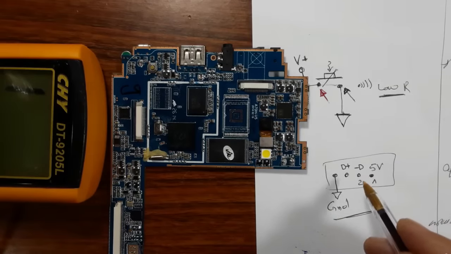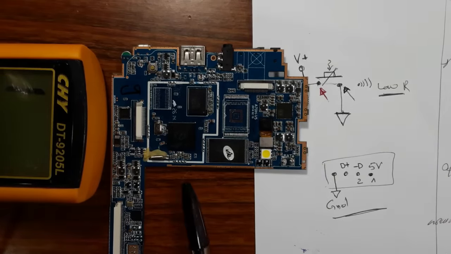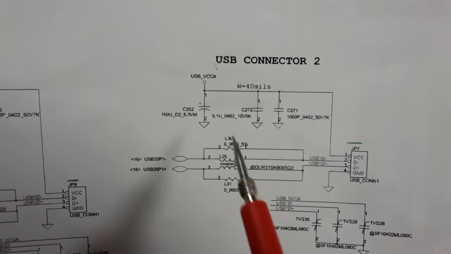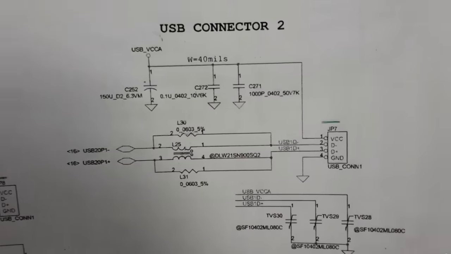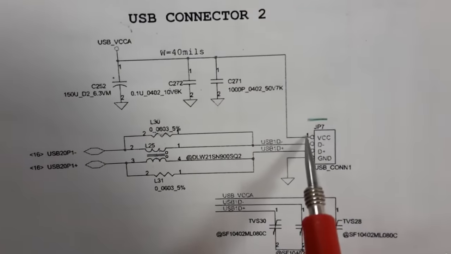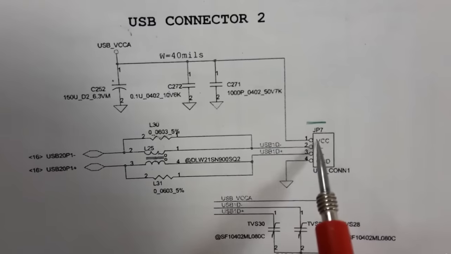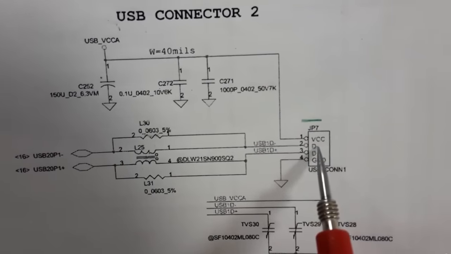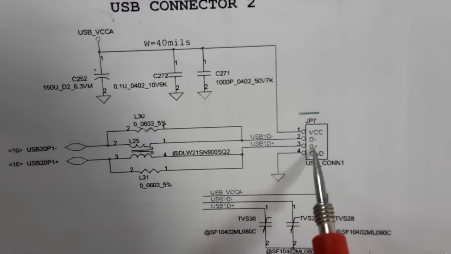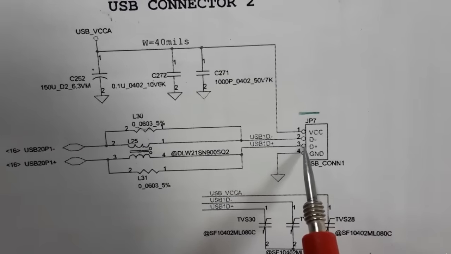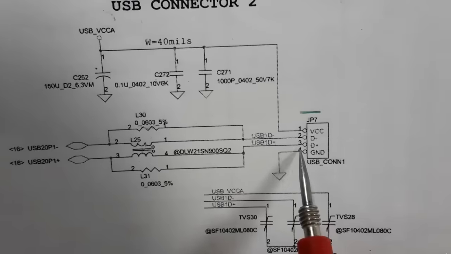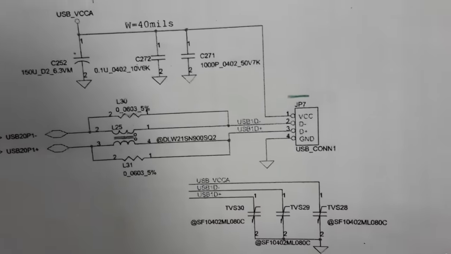I will show you a real schematic. As you can see here, this is a real schematic for the USB connector. Here, the first pin is VCC. The second pin is D minus or data minus. Here we have data plus. So this is the data signal, and this is the return signal. And always the fourth pin, as you see, is ground.